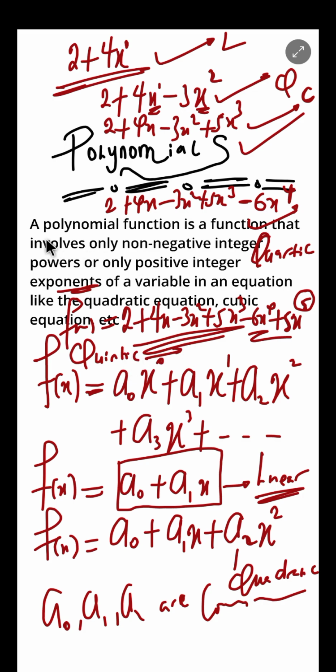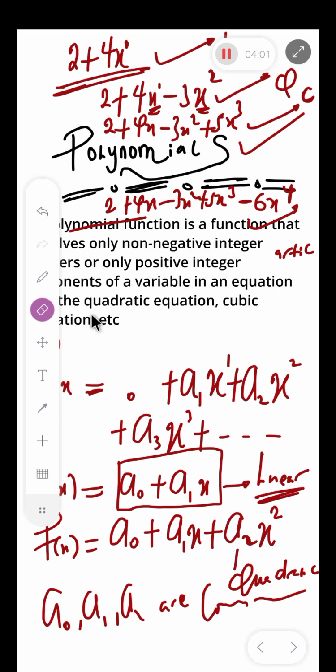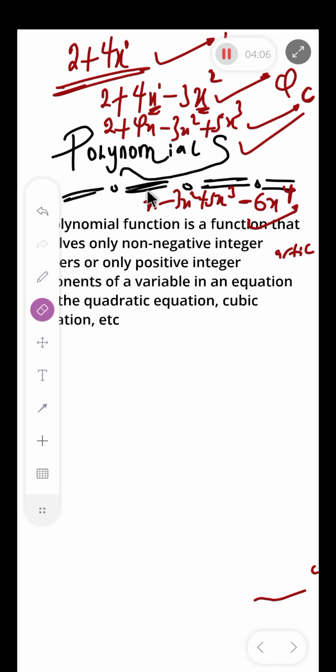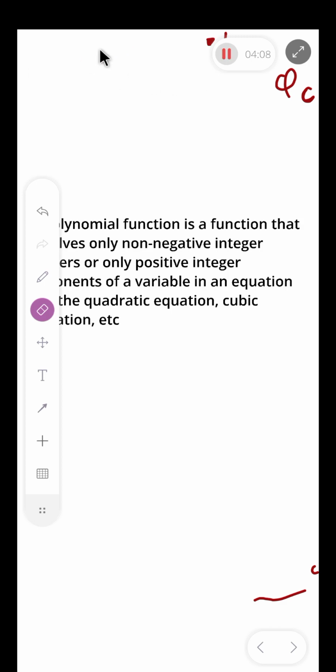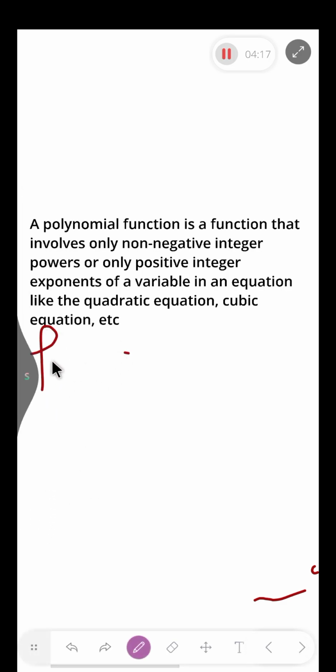So we have different types of polynomial function. Whatever I'm going to be doing now is I want to try to explain how to add polynomial expressions together, how to subtract, and how to multiply and then divide.